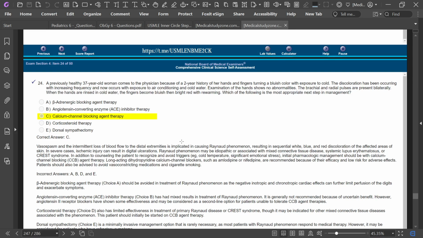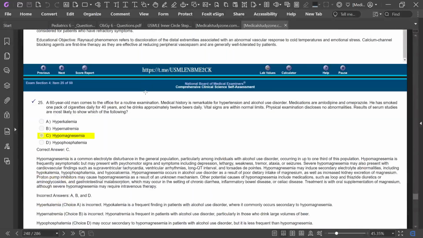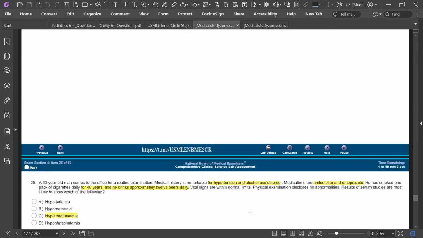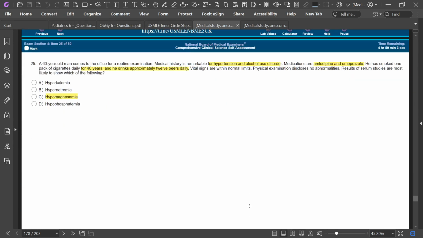Okay, next. A 60-year-old man comes to the office for a routine visit. Medical history includes hypertension and alcohol use disorder. Medications are amlodipine and omeprazole. He has smoked for 40 years and drinks a lot, 12 beers every day. Vital signs are normal. Physical exam discloses no abnormalities. Results of serum studies are most likely to show which of the following?